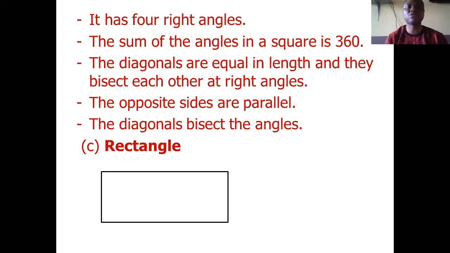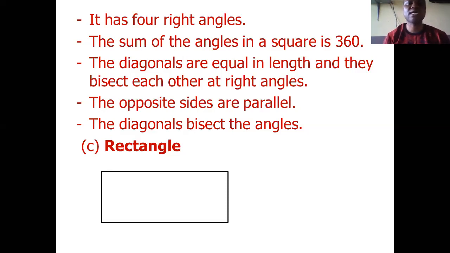Okay. Now take note of this. Every quadrilateral, be it a rectangle, a parallelogram, a rhombus, or a kite, the sum of the angles in a quadrilateral is 360 degrees. So the sum of angles in a parallelogram is 360 degrees.